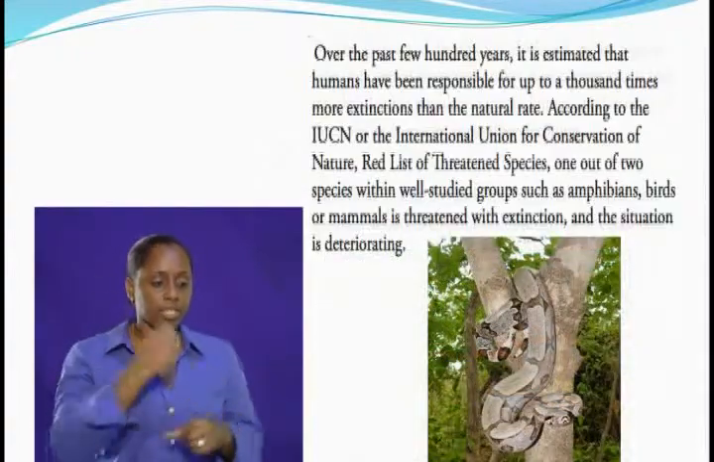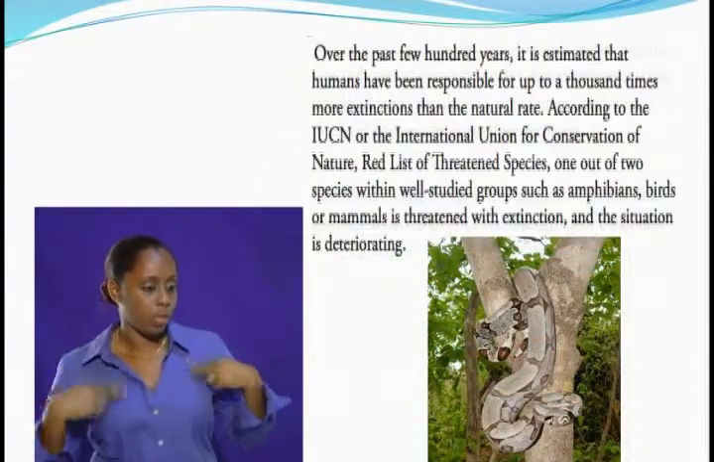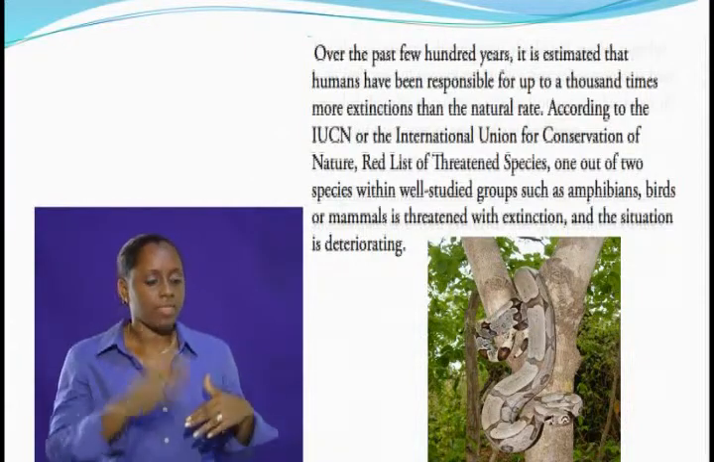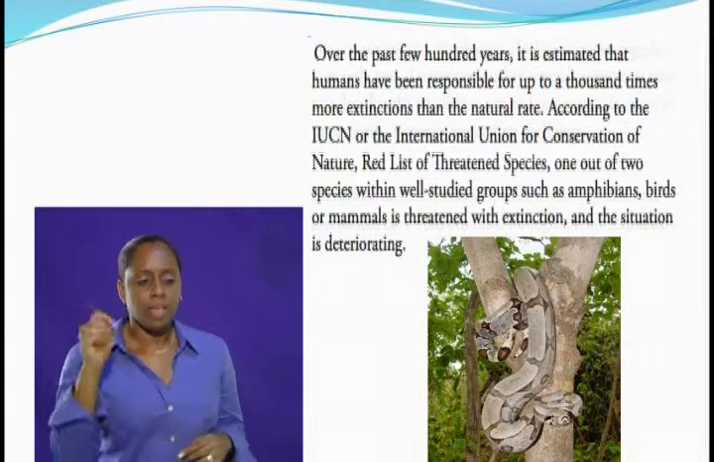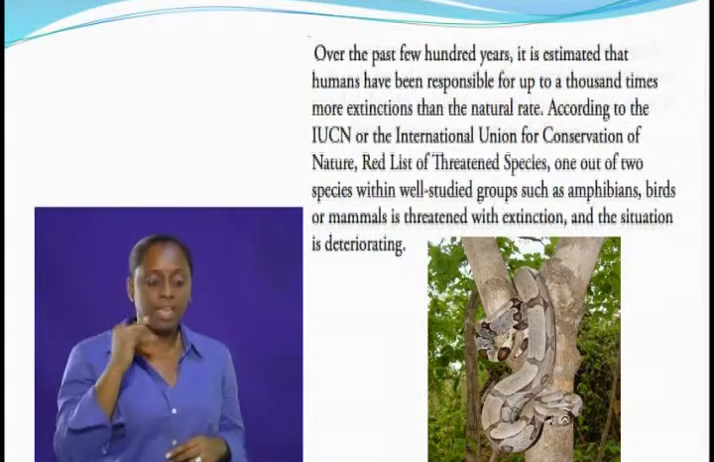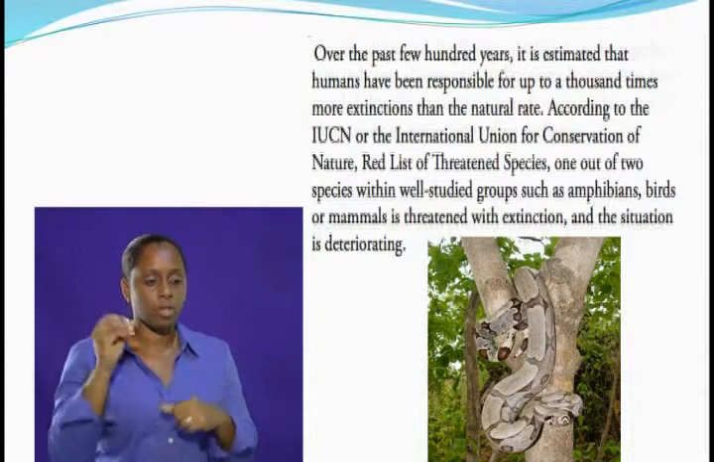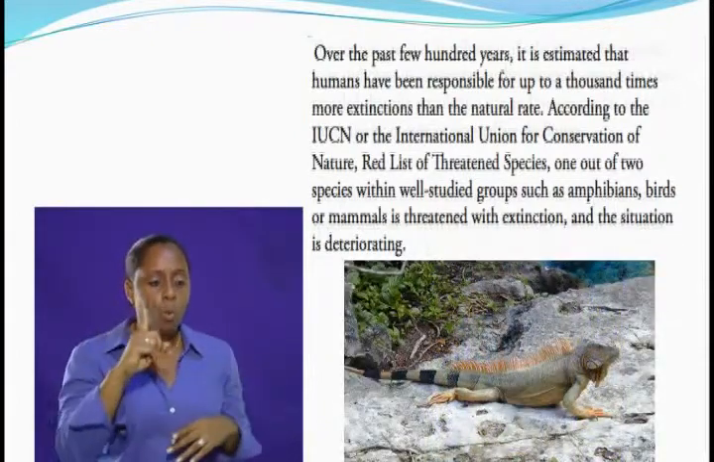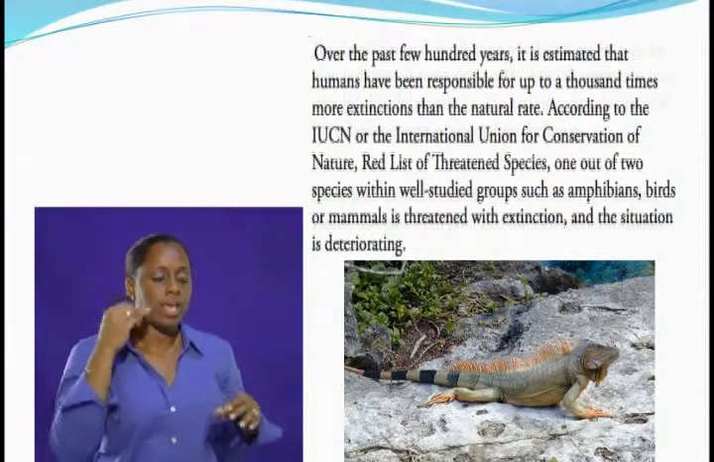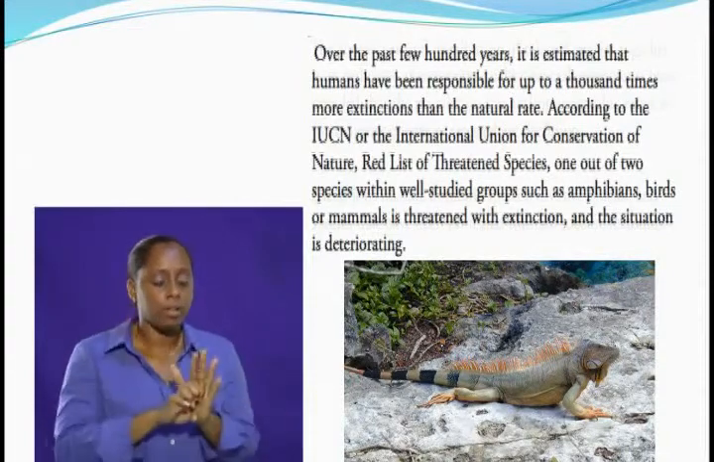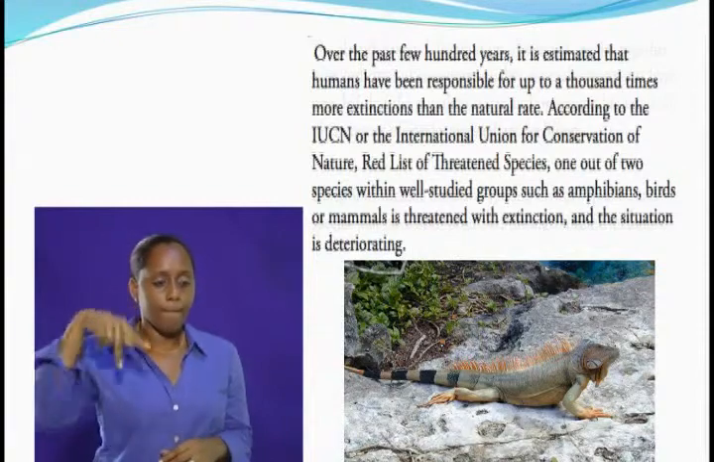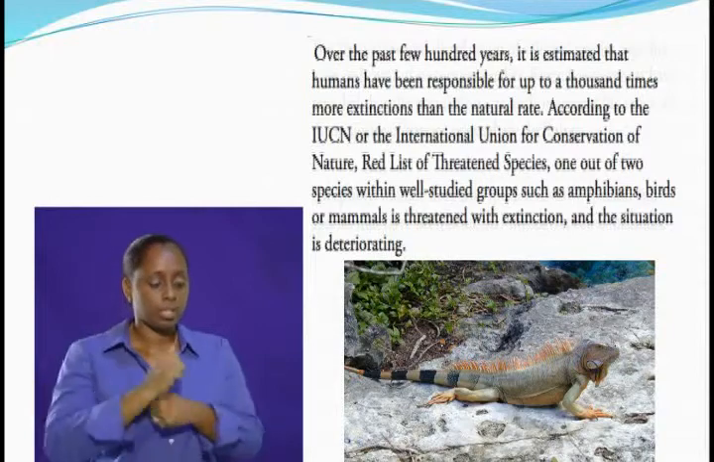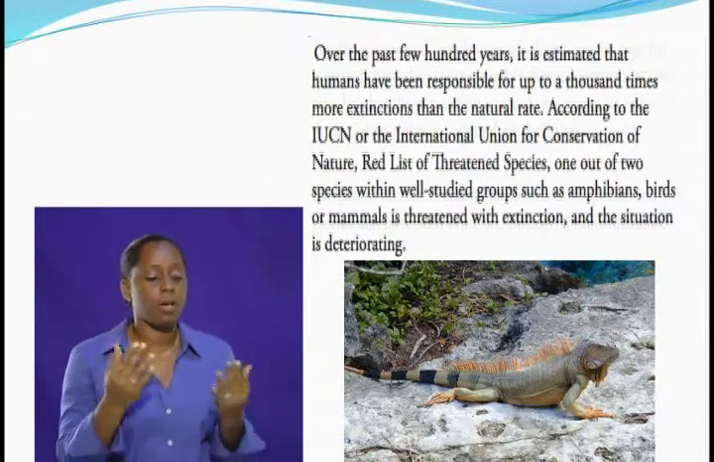Over the past few hundred years, it is estimated that humans have been responsible for up to 1,000 times more extinctions than the natural rate. According to the IUCN, or the International Union for Conservation of Nature, Red List of Threatened Species, 1 out of 2 species within well-studied groups, such as amphibians, birds or mammals, is threatened with extinction and the situation is deteriorating.